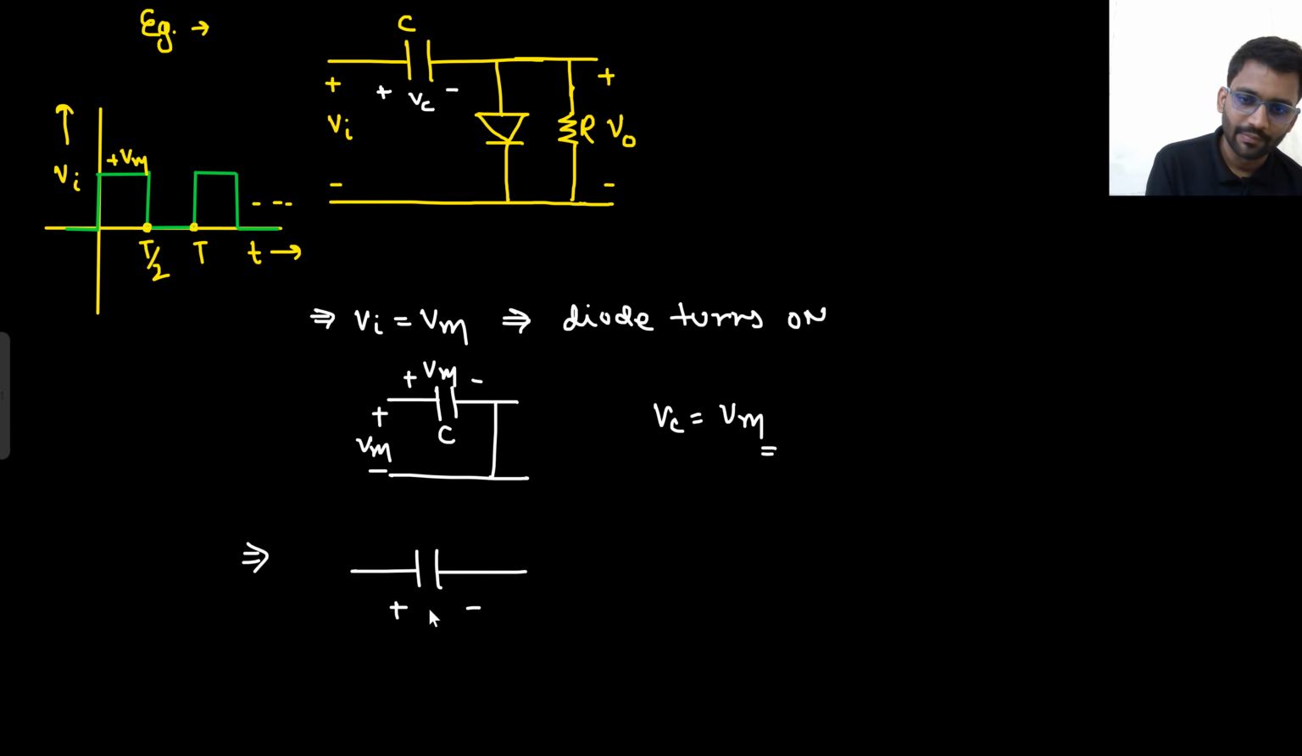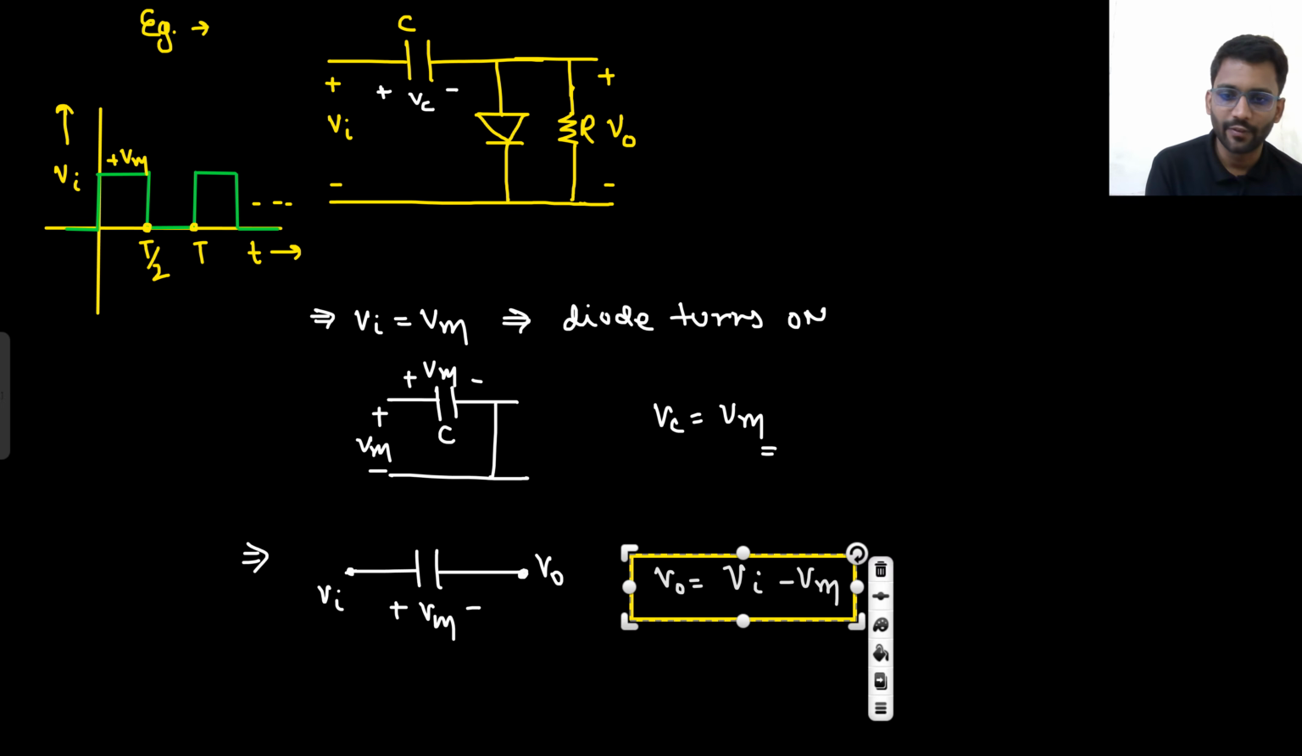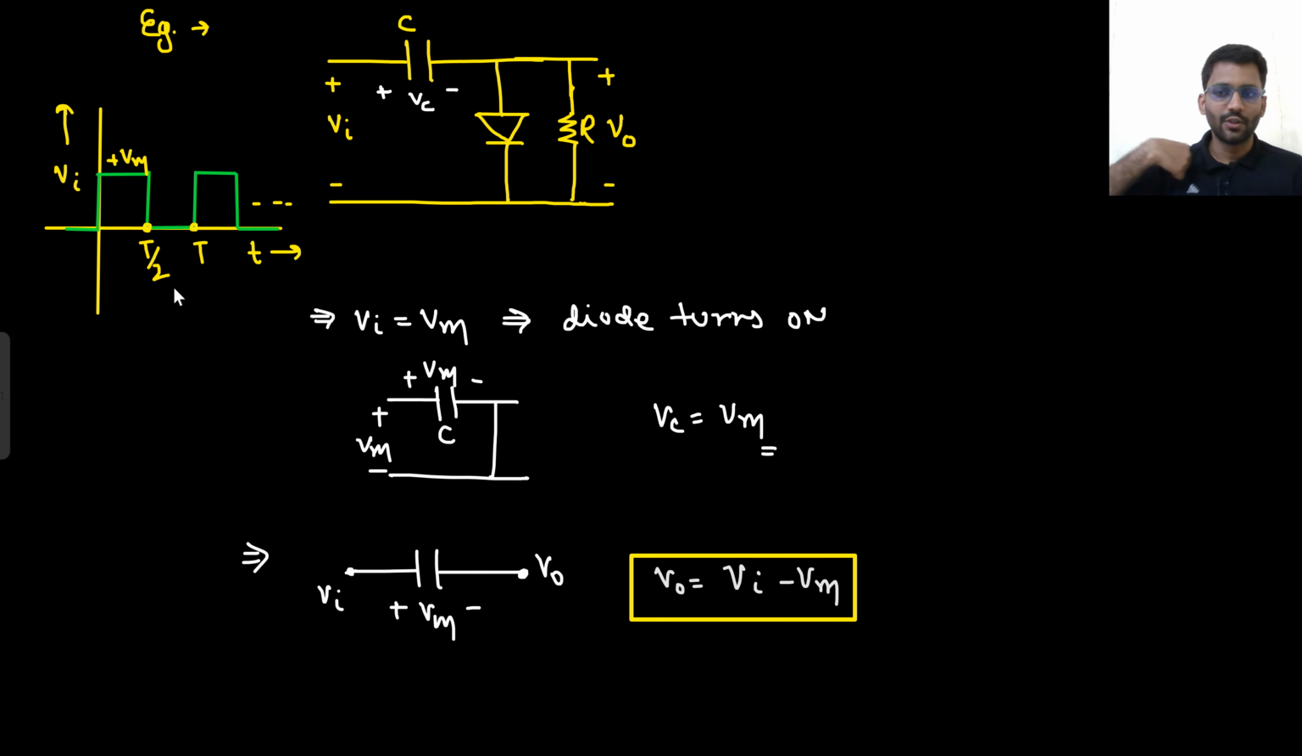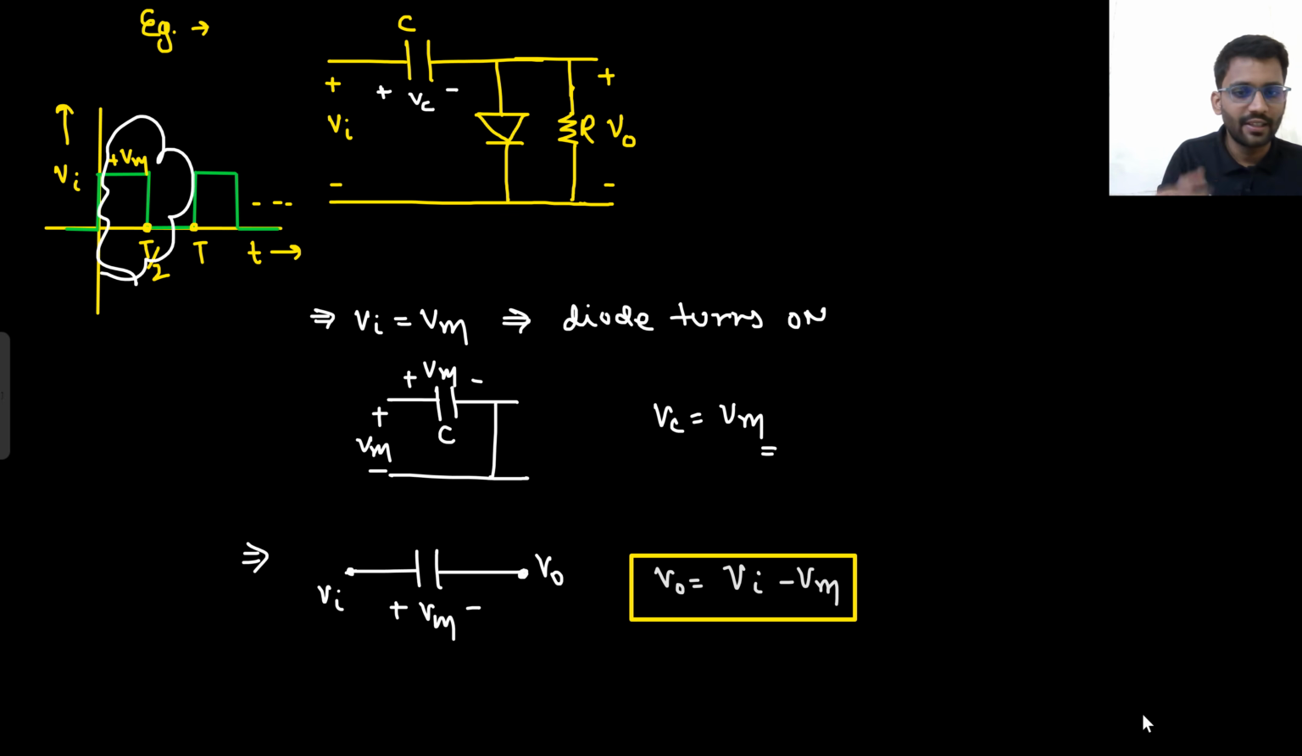Now, what will be my final output? This is my Vm, this is my applied input and this is my output. Output will be Vin minus Vm. Well and good. So this complete waveform will be shifted downward. So 0, minus Vm, 0, minus Vm, like that at the steady state. In the first cycle, there can be something different, but at steady state, it will be completely shifted downward.